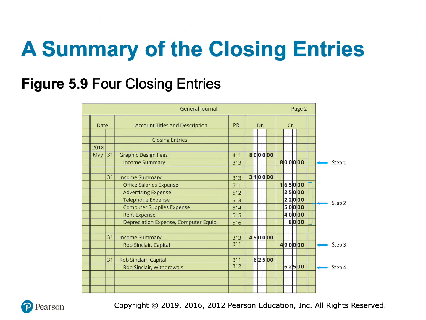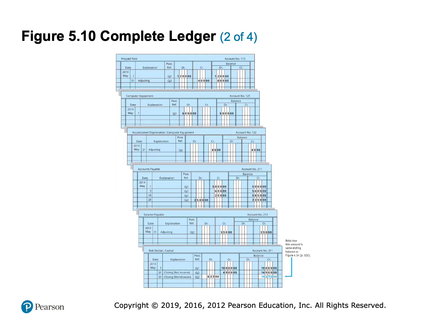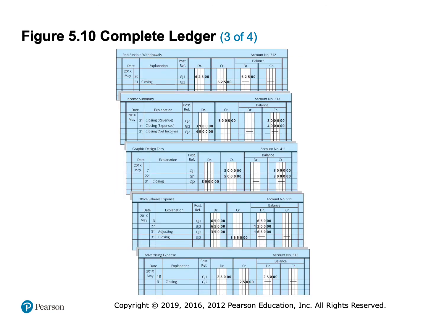So here's just a summary of all of the closing entries that we've closed out. Now remember, we may or may not have this fourth one depending on if we had withdrawals. And here are the ledgers where I've actually posted all of these. So here we can see these accounts: cash, we didn't adjust, accounts receivable, computer supplies. We've got all of our ledger accounts here.